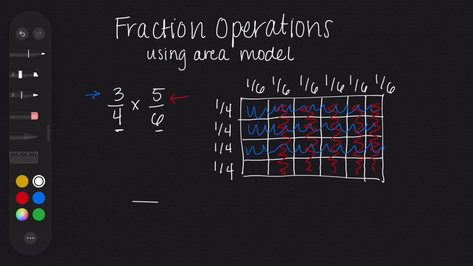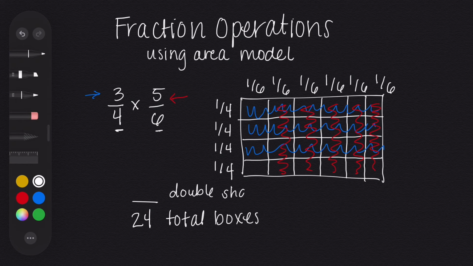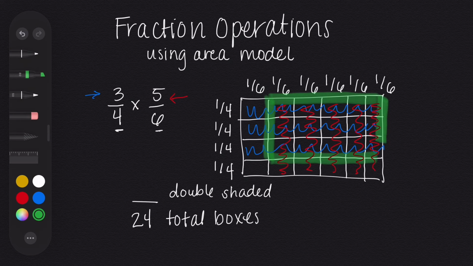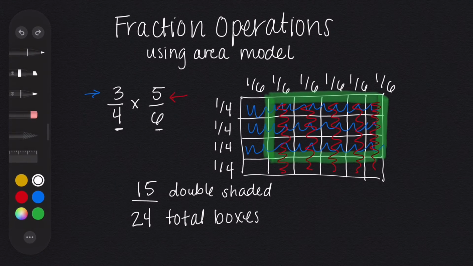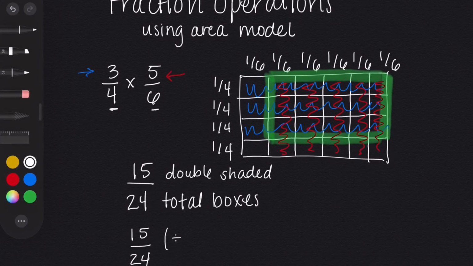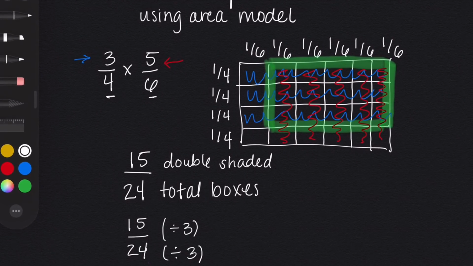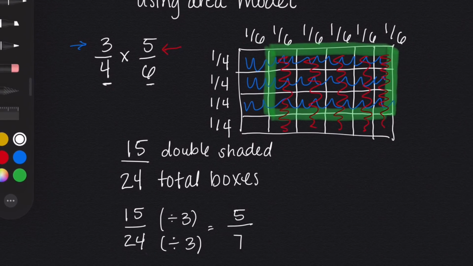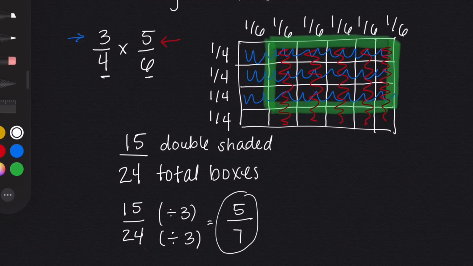For our answer, the denominator will be the total number of boxes created. So in this case, we have 24. And the numerator will be the double shaded boxes. By counting them, we have a total of 15. Now this can be reduced by dividing both the numerator and denominator by 3. So we would get 5 over 8 as the final answer.